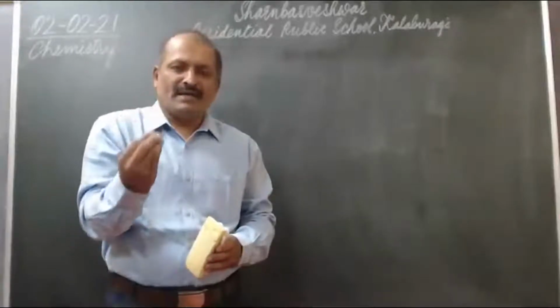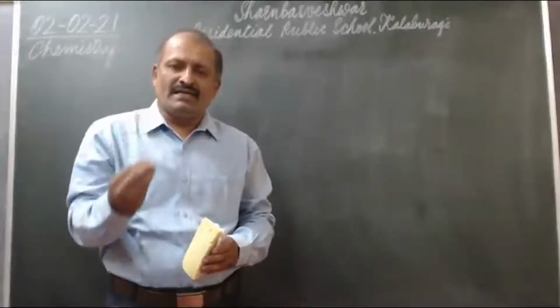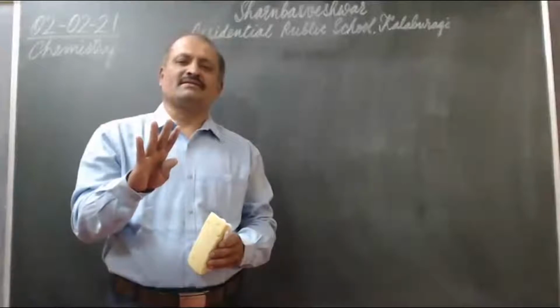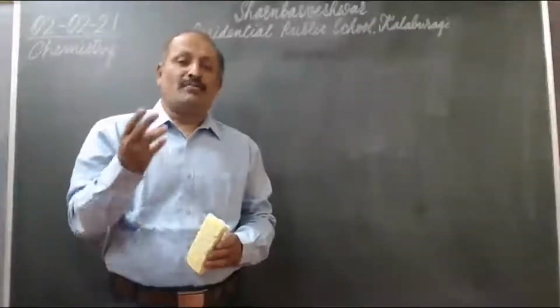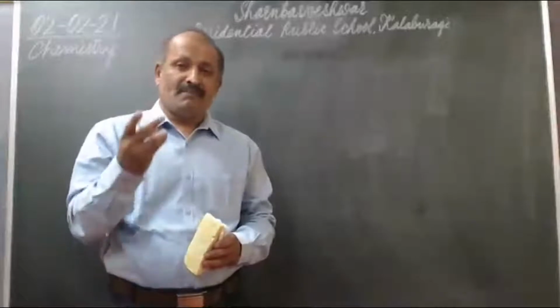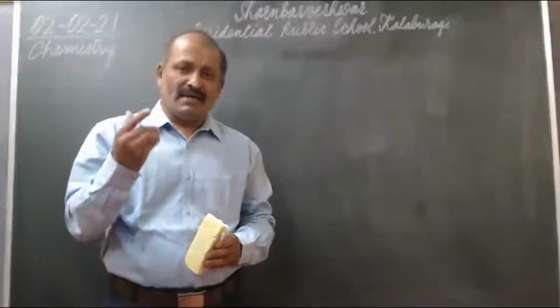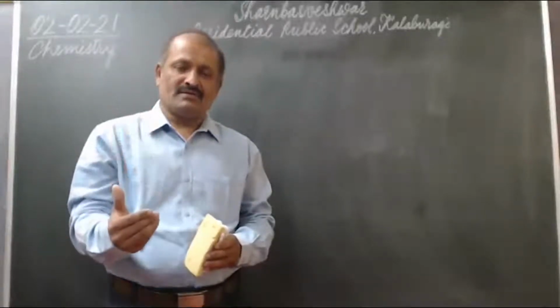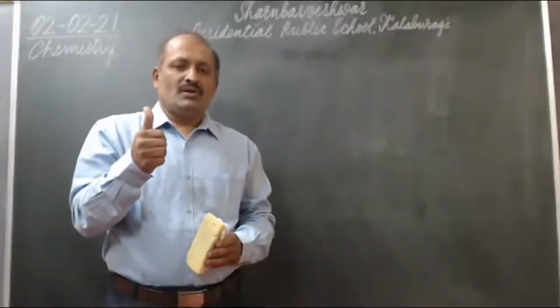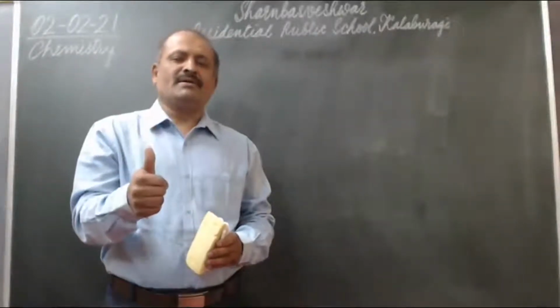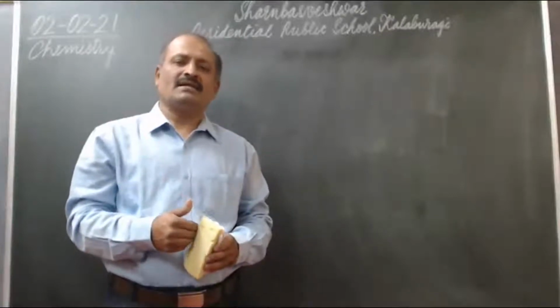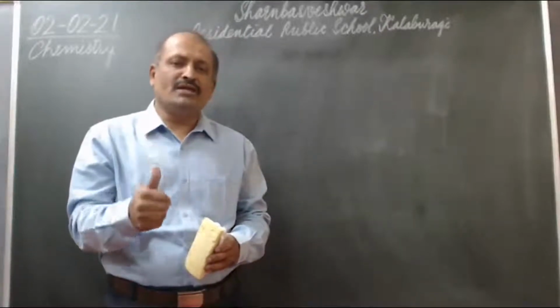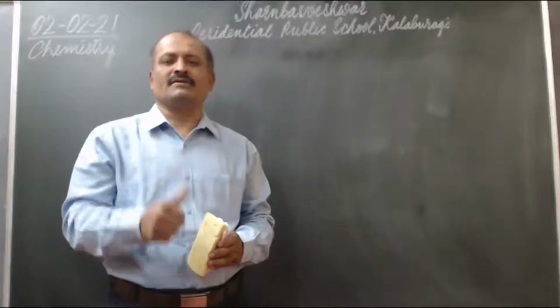So out of 5 chapters, we have already discussed 4 chapters. Synthetic fibers and plastics is over, coal and petroleum is over, combustion and flame is over, chemical effects of electric current is over. Now, this is the last chapter to be discussed, right? That is pollution of air and water.